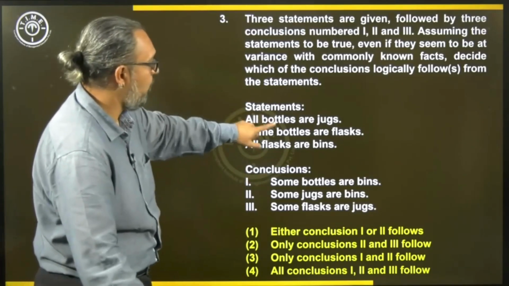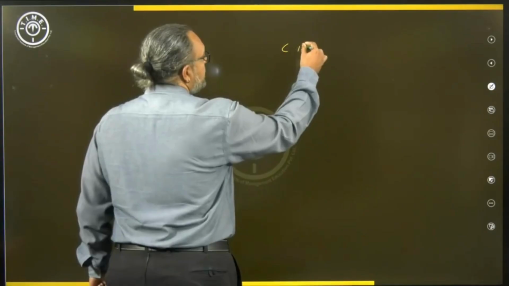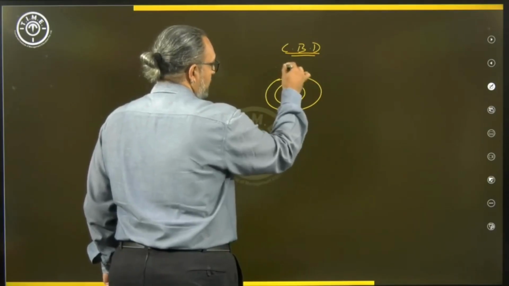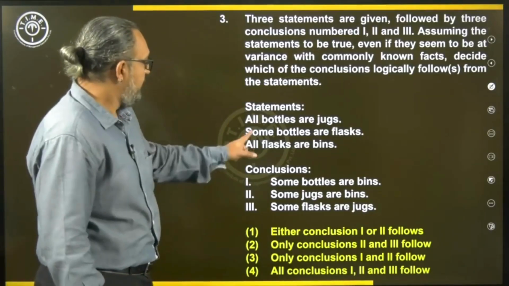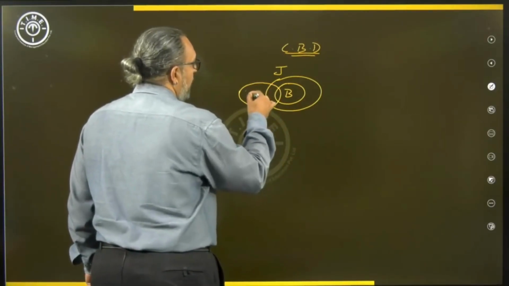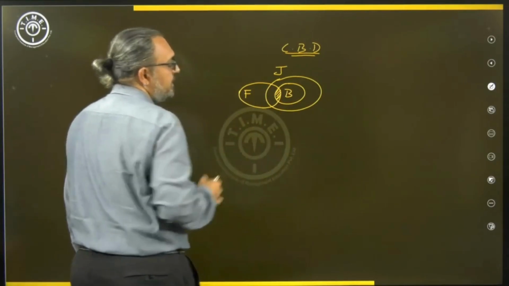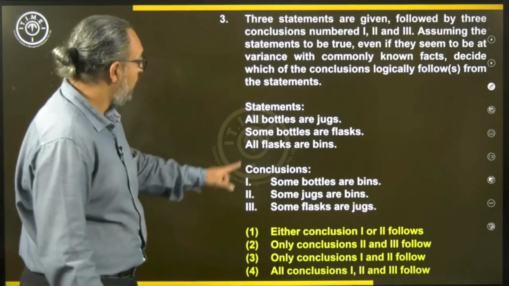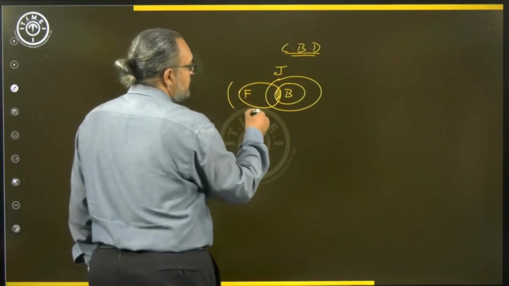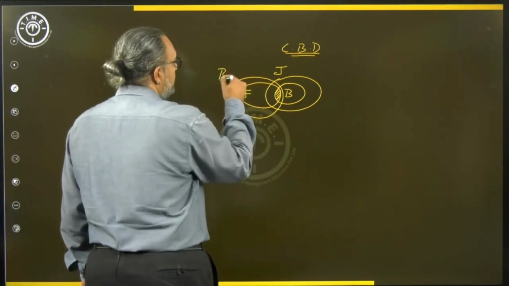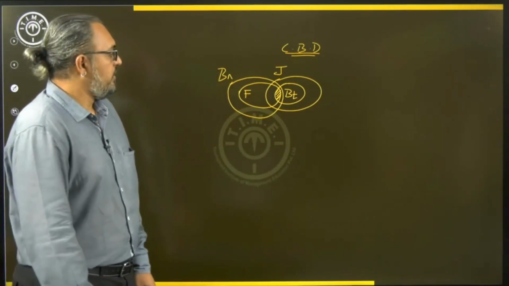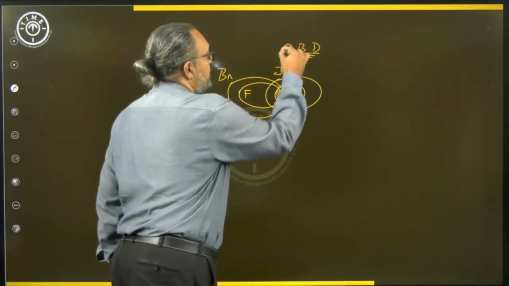So first let's start with all bottles are jugs. So we have the combined basic diagram. We have all bottles are jugs. Correct? Then some bottles are flasks. That is this region he is asking. Right? And then all flasks are bins. So all the flasks are bins. So this is bins, this is bottles. So this is how we get our combined basic diagram.